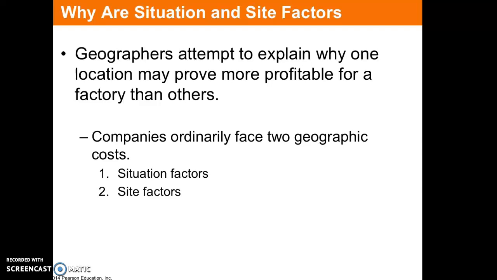So why are situation and site factors important? We need to find out, why do we care about site and situation in relation to industry? And we need to know, are we near the materials? So again, like we were talking about in key issue 1, are you near the raw materials? Are you near energy? Are you near transportation? Are you near a market? And are you near labor?